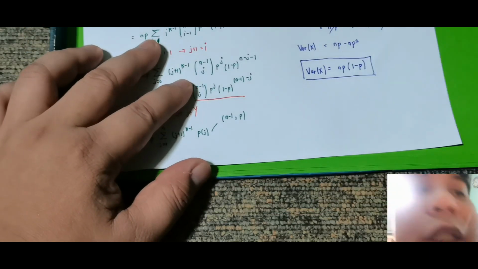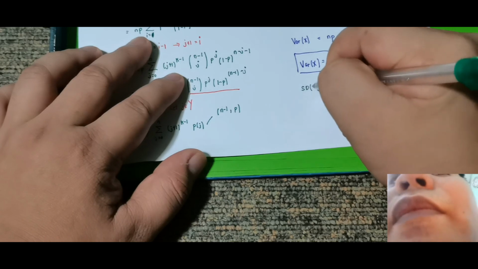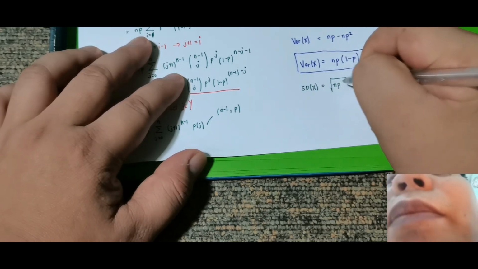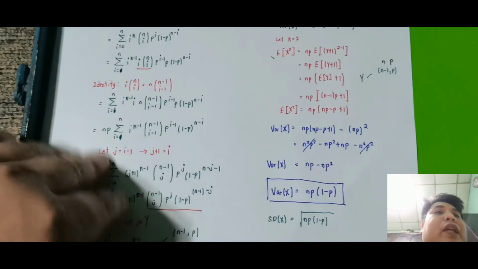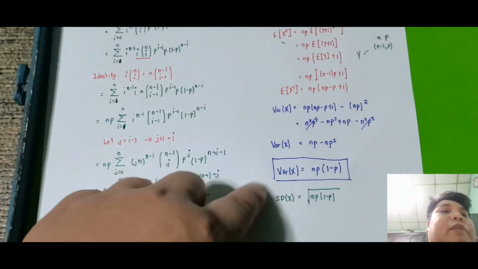Okay, so kung gusto mo kunin SD of x, lagay ko na rin. So for SD of x, this is just equal sa square root ng np times 1 minus p. So again, ito yung formula ng ating expected value tapos ng kanyang variance.